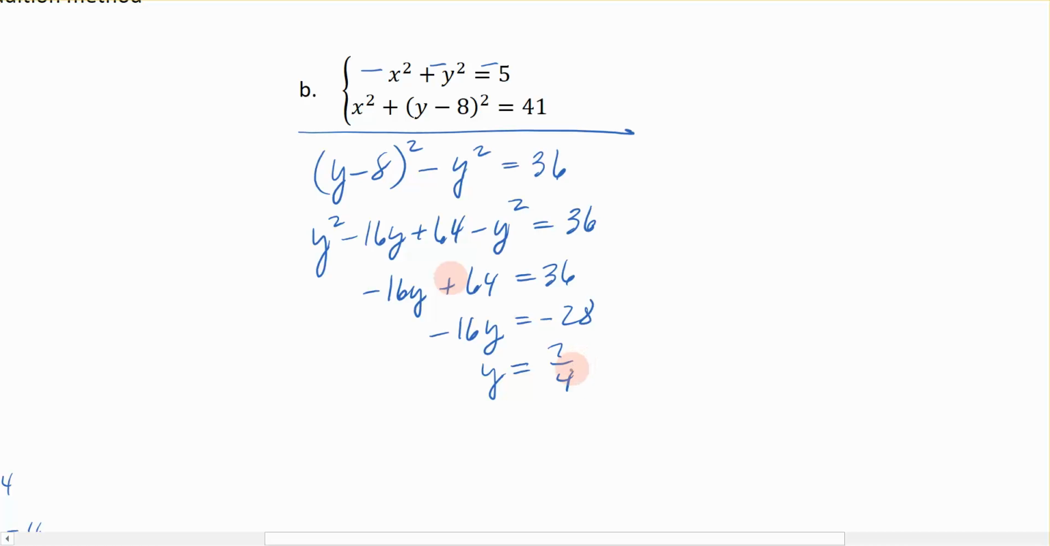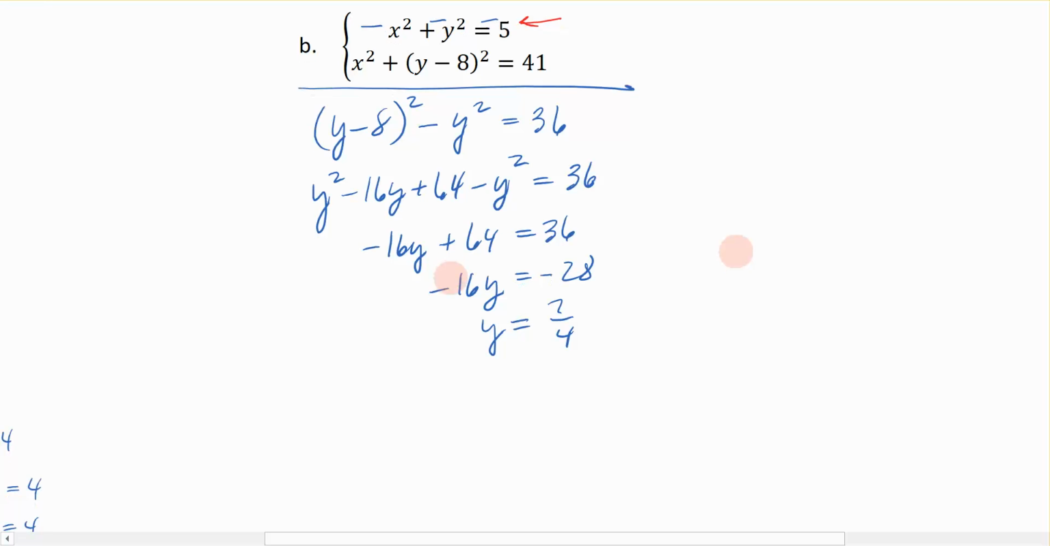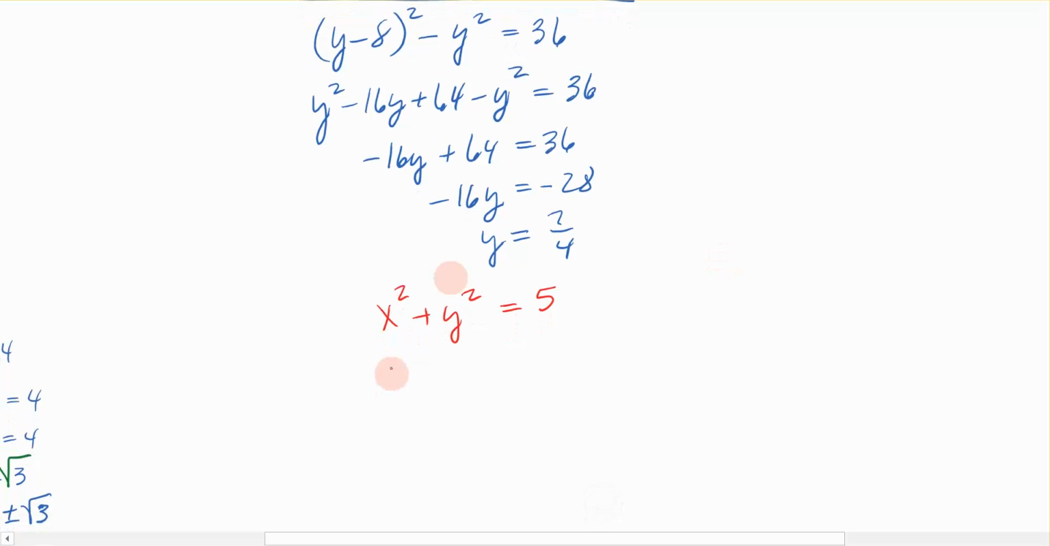I'm going to go back in and substitute into the original first equation, because it is kind of the easiest one to substitute into. So I have x squared plus y squared is equal to, oops, not 7/4, is equal to 5, I meant to say. We are going to let y be 7/4, so x squared plus (7/4) squared equals 5.